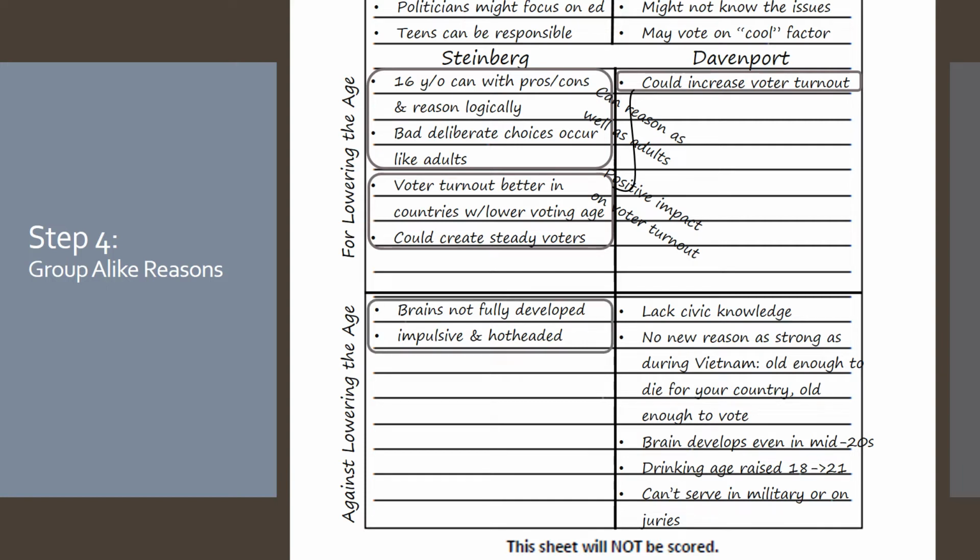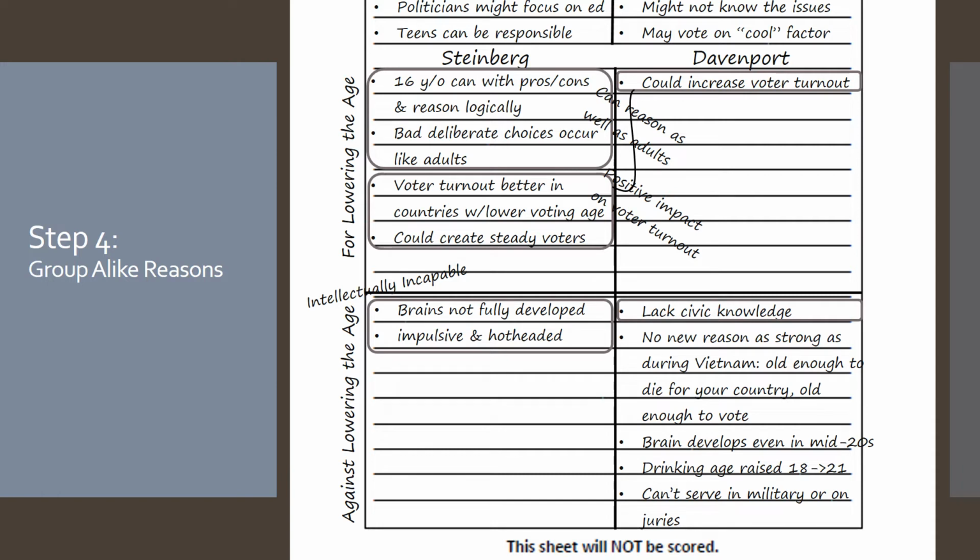If I look down at the bottom, brain's not fully developed, impulsive and hot-headed, those seem to go together. It's all talking about their mental capacity here. So I'm going to say they're intellectually incapable. And that's how I would frame my statement. And then I could prove it by saying their brains aren't fully developed and they're impulsive and hot-headed.